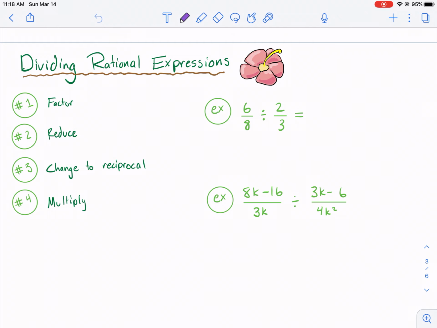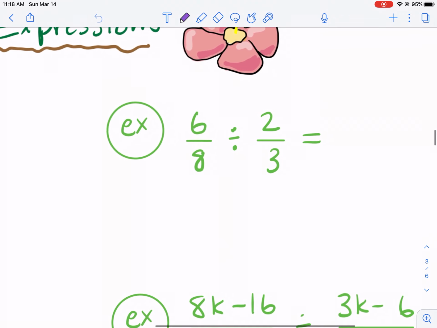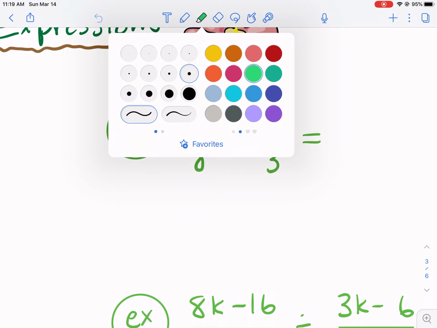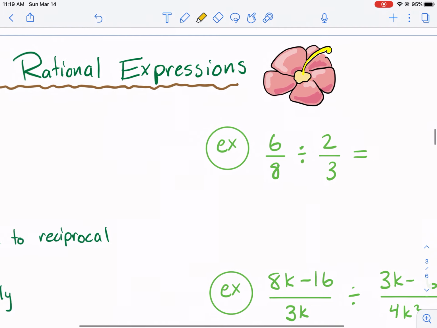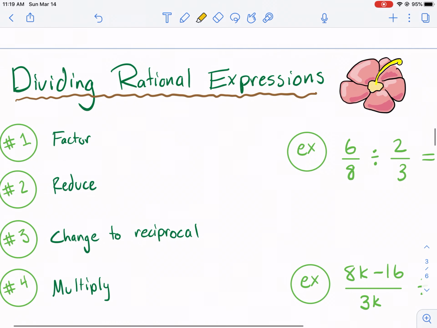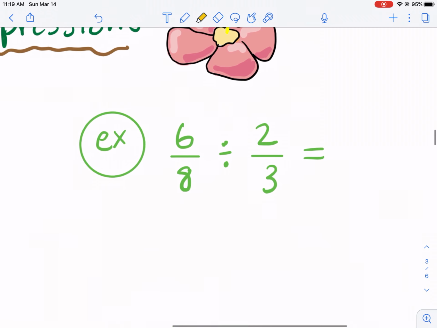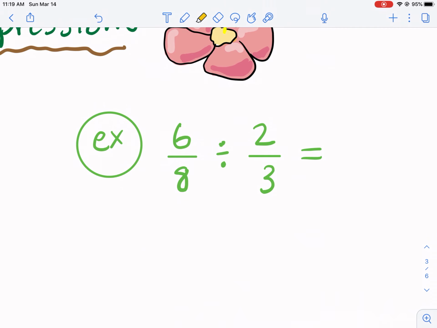So step 1 is factor. If we're looking at our first example, we're always going to want to factor out anything we can. Technically, we could factor the 6 into something, but for the sake of just whole numbers and integers, we don't really care about factoring them, so we can skip that first step on this first example. Number 2, reduce. This is very important because it really saves you a lot of time. If you can reduce the rational expression, reduce it first.